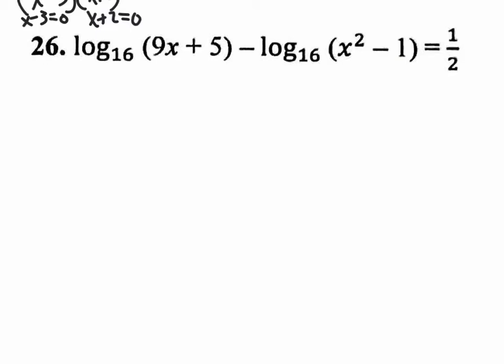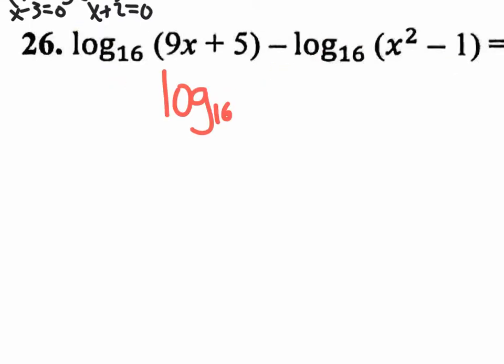So the only way to actually get this going is to take both log base 16s and condense them to one single log base 16. Which property are we going to use to condense, knowing that there's a minus sign between the two logarithms? Quotient property. So I'm going to take both of these log base 16s and write them as one single log base 16. There it is.